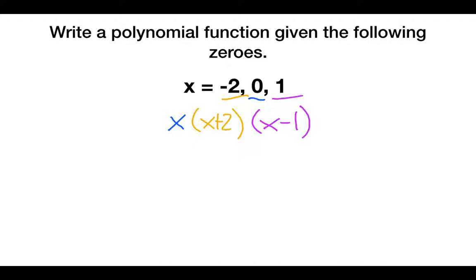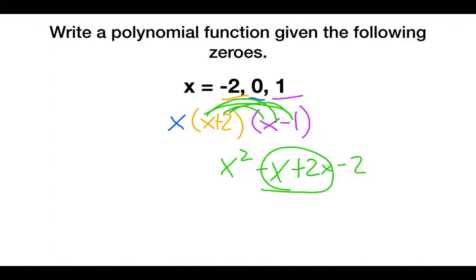Now, the way I'm going to multiply this is I'm going to first deal with my two binomials. So x times x is x squared. x times negative 1 is minus x. 2 times x is plus 2x. And then finally, 2 times negative 1 is minus 2. Combine the middle terms: x squared plus x minus 2.